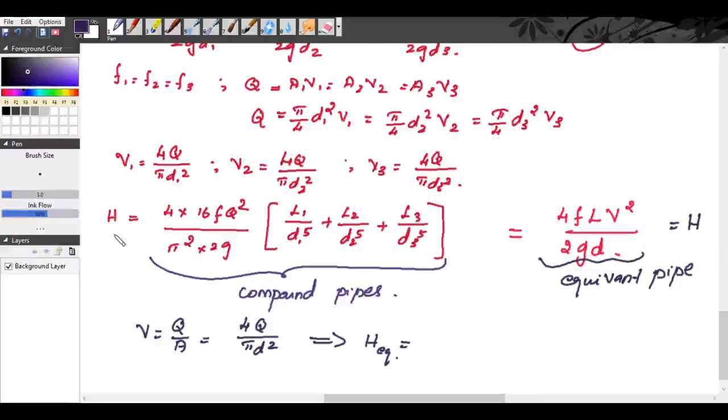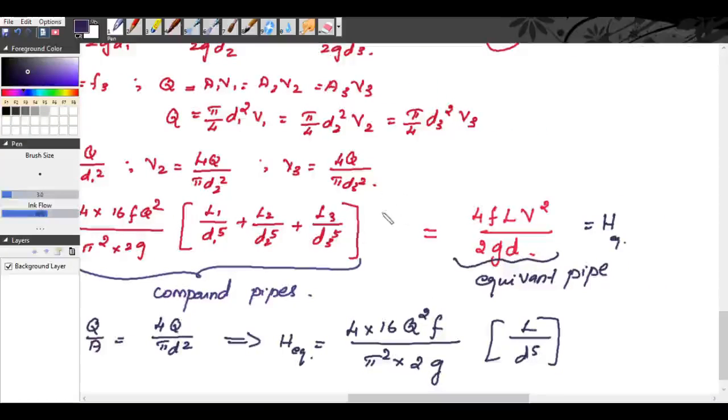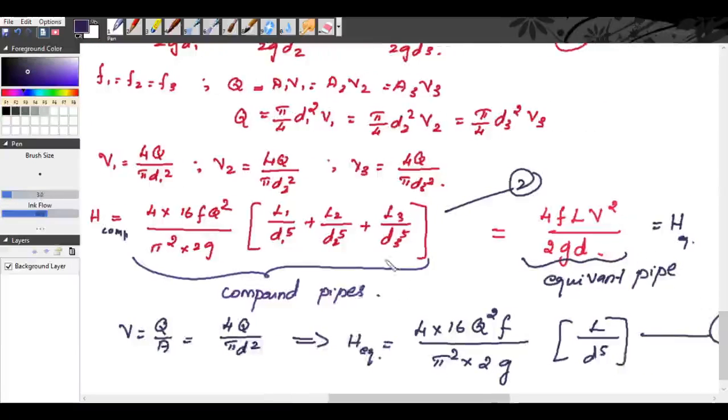So, this is H for compound pipe, okay? This is H for equivalent pipe. So, H equivalent will be equal to 4 into 16Q square F by pi square into 2G into L by D raised to 5. So, now we will take this as equation number 2 and this as equation number 3. So, equation number 2 is equal to equation number 3, right? Equation number 2 is replaced by 4 into 16 Q square F by pi square into 2G into L by D raised to 5.